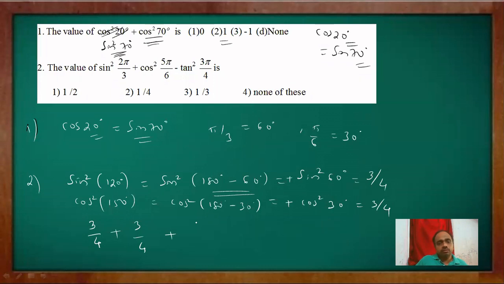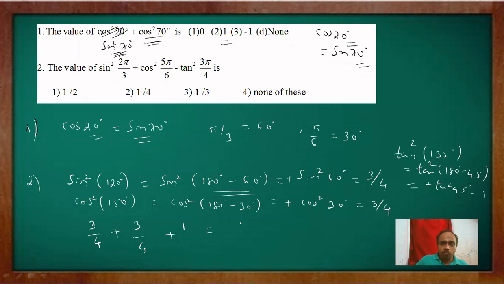Yes, next. Tan square 3 pi by 4. Tan 3 pi by 4. Pi by 4 means 45, into 3 is 135. So how can I write 135? 180 minus 45. So what is tan of 180 minus theta? Minus tan theta. This is minus tan 45. But because of the square, plus tan square 45. Tan 45 everyone knows is 1. So this will be 1.